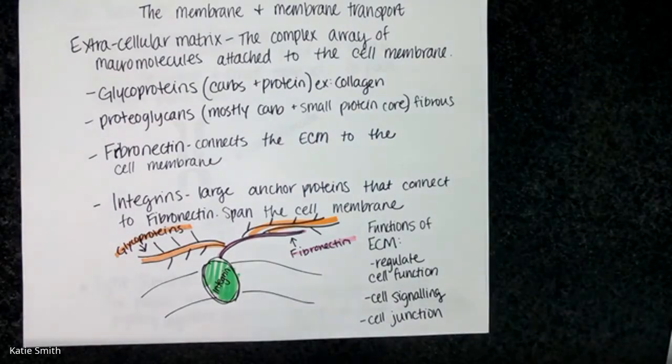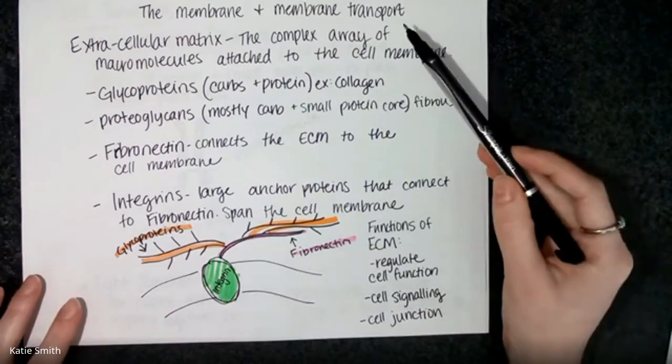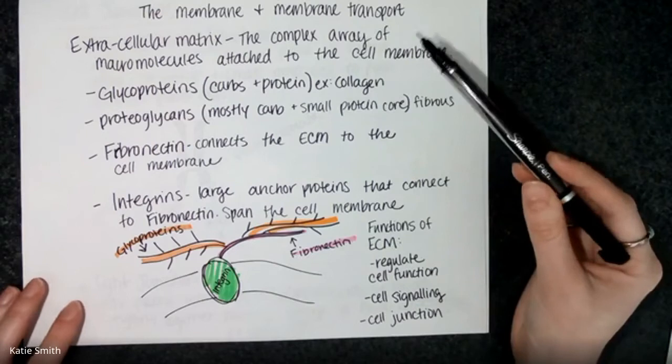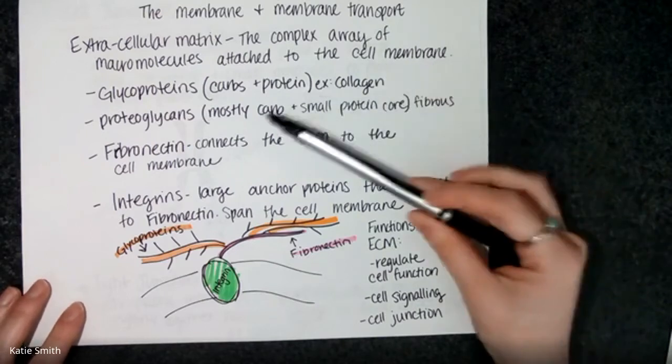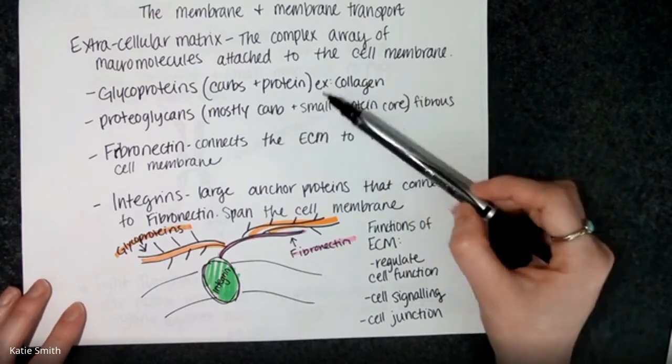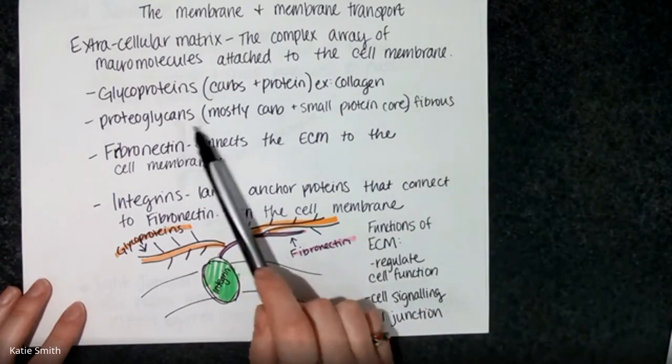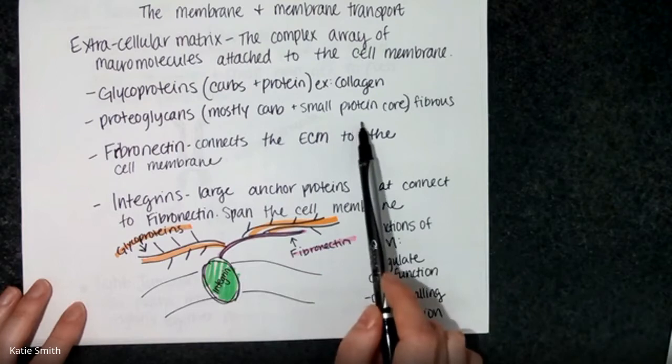Okay, so the membrane and membrane transport. The extracellular matrix is the complex array of macromolecules attached to the cell membrane. It includes glycoproteins, which are carbs and proteins. An example is collagen. Proteoglycans are a type of glycoprotein that's mostly carb and just a small bit of protein.